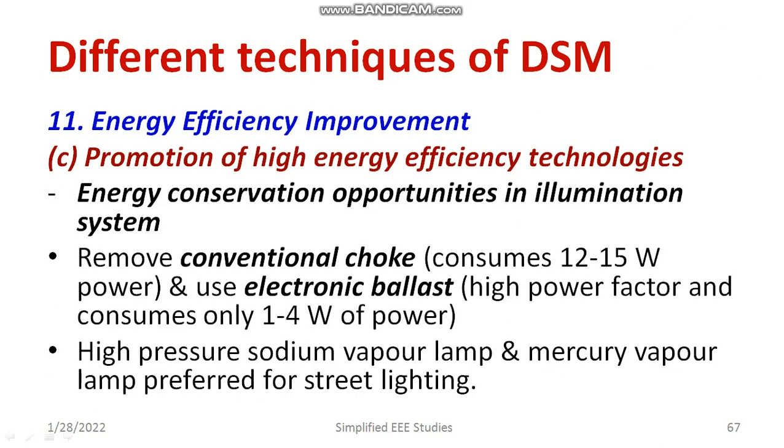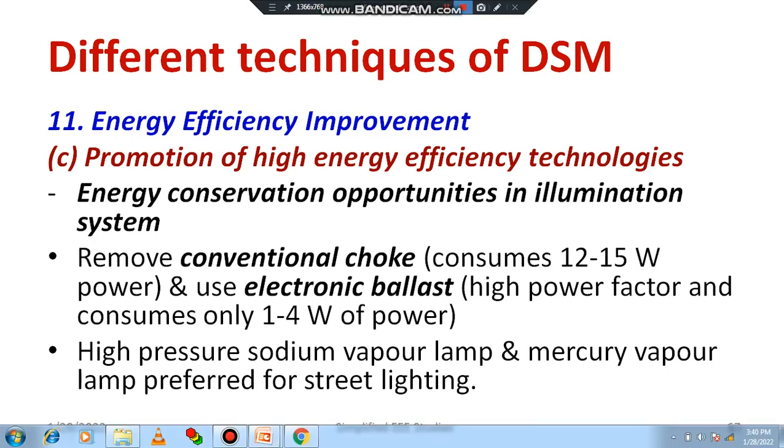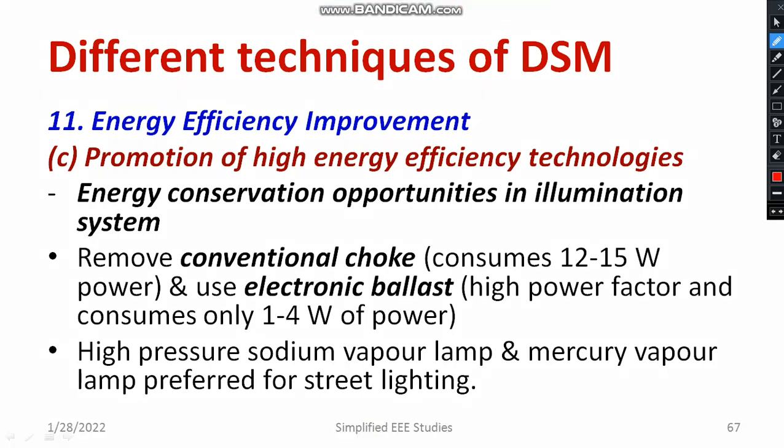One more important thing regarding the choke, you must have observed a choke. In the case of a fluorescent tube, the choke is very important. It provides the starting and it regulates. A conventional choke consumes 12 to 15 watts of power from the supply. You can imagine, but an electronic ballast consumes very little power, like 1 to 4 watts.